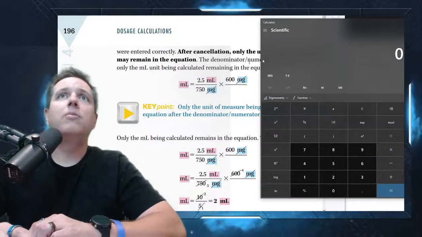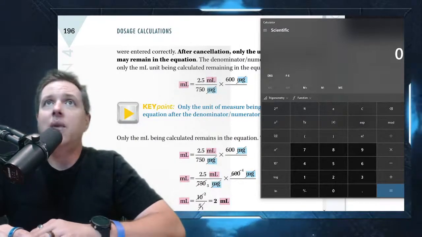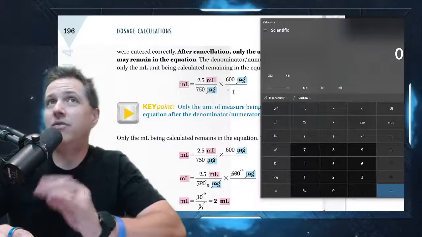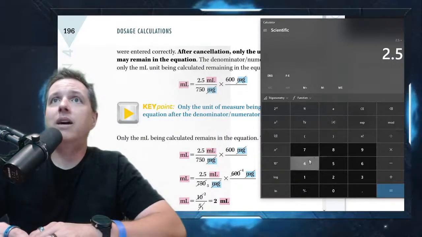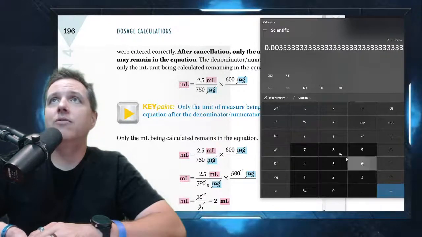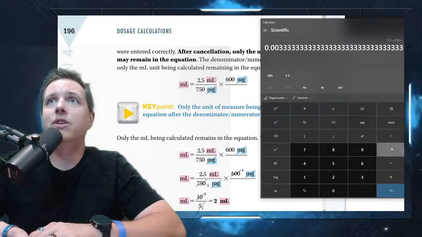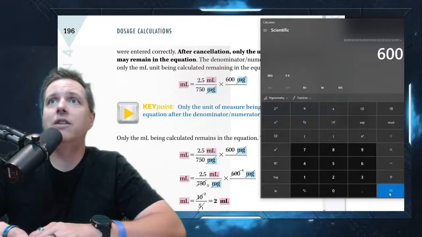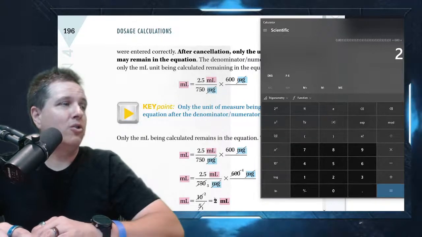Okay, let's see. So we've got, just go through and do the calculations. Remember, things on top are multiplications, things on bottom are divisions. So I've got 2.5 divided by 750, right? That's this first piece. And then multiply by 600, so times 600, and I get my answer of 2, and we can see that's the answer, 2 milliliters.